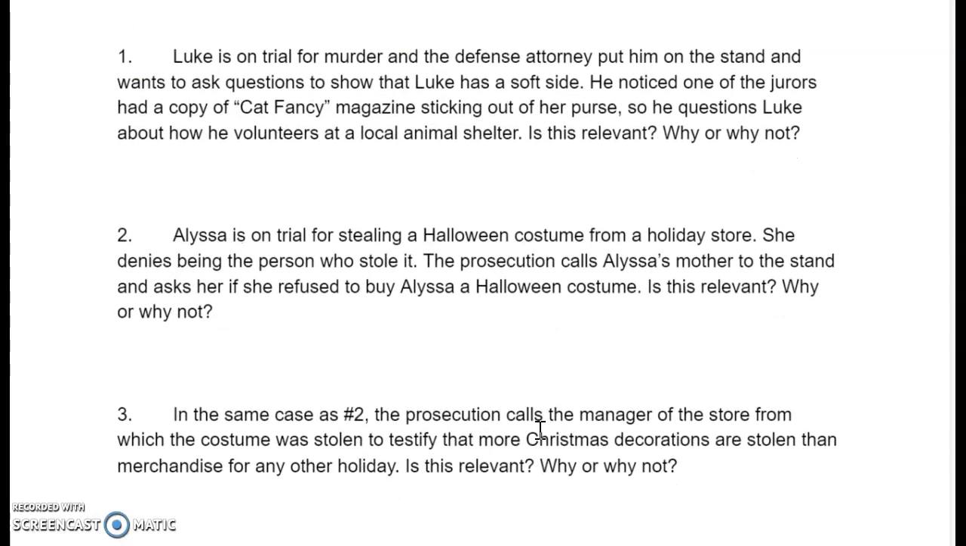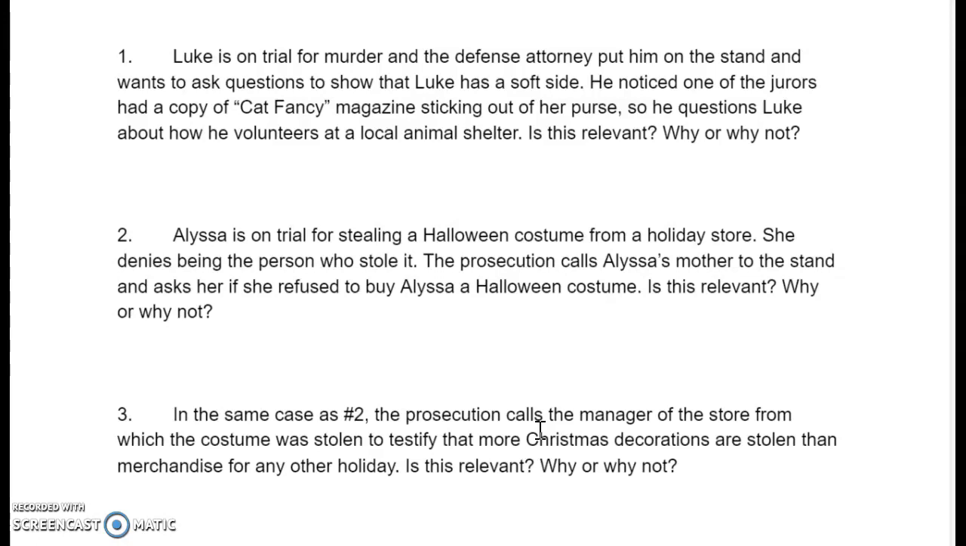Number one, we have someone who's on trial for murder, and the prosecutor wants to ask this person questions about whether or not they volunteered at a local animal shelter because they think this will play upon the sympathies of the jury. Is this relevant? And it looks like most of you got this one correct. The answer is no. Showing that someone likes cats or works at an animal shelter has no bearing on the issue of whether or not they committed murder.